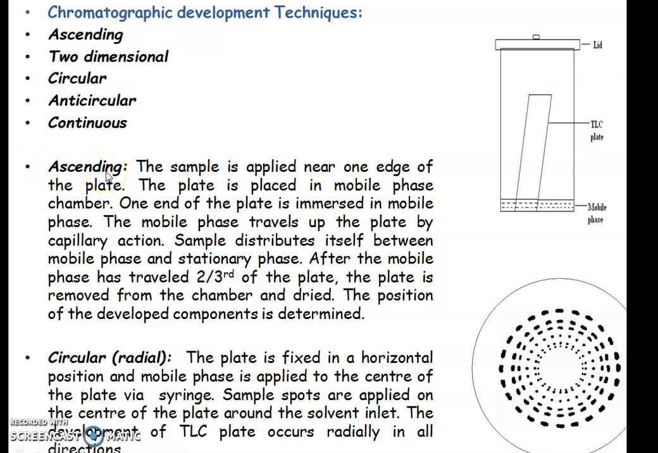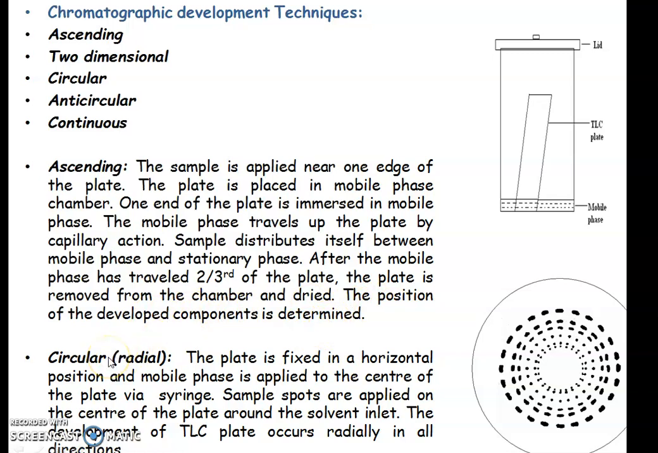First is the ascending method. In this technique, the sample is applied near one edge of the plate and the plate is placed in a mobile phase chamber. One end of the plate is immersed in the mobile phase and the mobile phase travels upward by capillary action. The sample distributes itself between the mobile phase and the stationary phase. After the mobile phase has travelled two-thirds of the plate, the plate is removed from the chamber and dried. The position of the developed components is then determined.